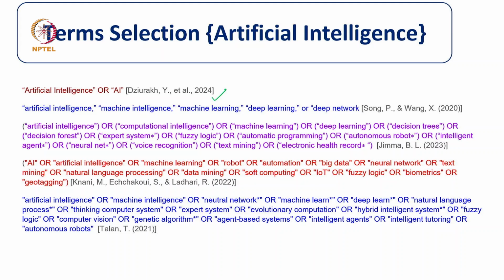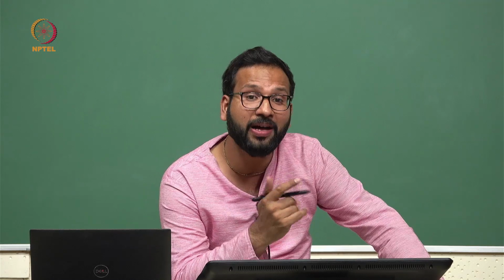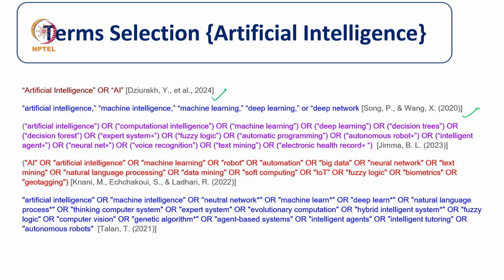If you see in this paper, the authors have used the terms artificial intelligence and AI, because somebody may have published a paper mentioning only AI, or maybe only artificial intelligence. In the second example, the authors have used the terms artificial intelligence, machine intelligence, machine learning, deep learning, and deep network. So these are also terms.